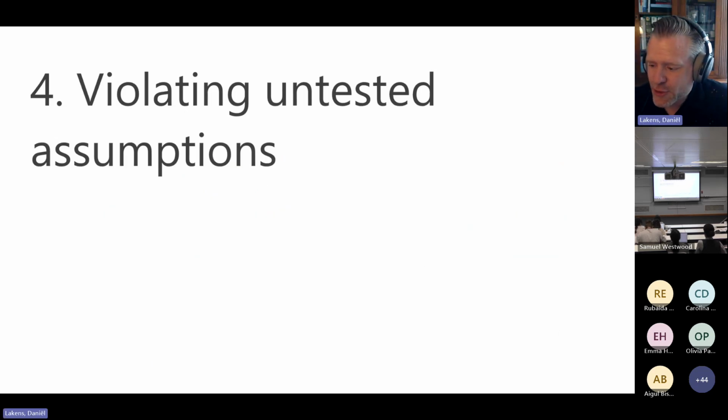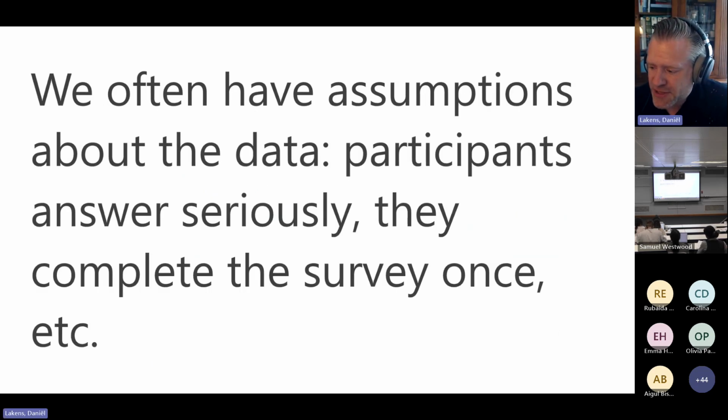Then these last two categories, violating untested assumptions. So often we think something will happen about our data, the way that we collect it. For example, we think that people will answer seriously. So we don't say, okay, but if they wander in drunk and they click around, I will kick them out.